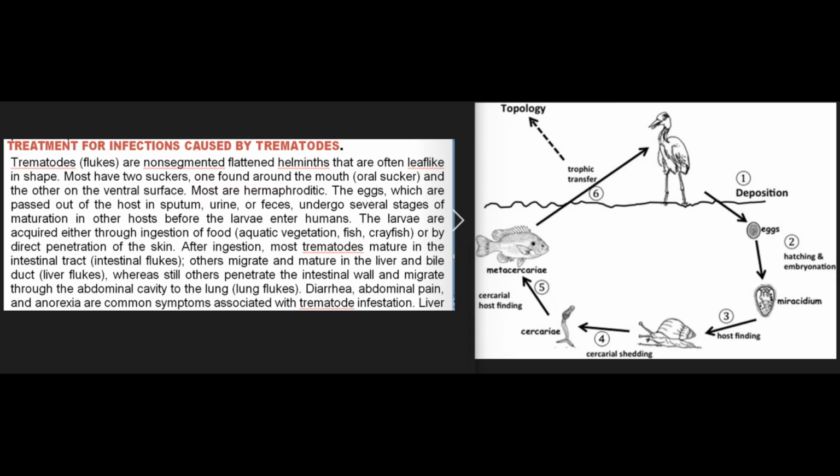The larvae are acquired either through ingestion of food, aquatic vegetation, fish, crayfish, or by direct penetration of the skin. After ingestion, most trematodes mature in the intestinal tract, intestinal flukes, others migrate and mature in the liver and bile duct, liver flukes, whereas still others penetrate the intestinal wall and migrate through the abdominal cavity to the lung, lung flukes. Diarrhea, abdominal pain, and anorexia are common symptoms associated with trematode infestation.